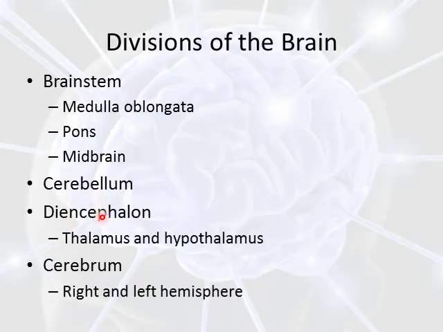Then we have the diencephalon, and the diencephalon includes both the thalamus and the hypothalamus. We'll spend some time looking at those today. We'll look at the hypothalamus a lot more next semester because it's really known as the master of the endocrine system. We'll look at all the hormones and all that stuff next semester. And then we've got the cerebrum, and the cerebrum's broken up into many little sections and divisions as well. So we'll look at that, and of course that includes both the right and left hemisphere.